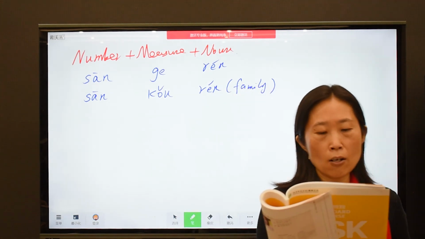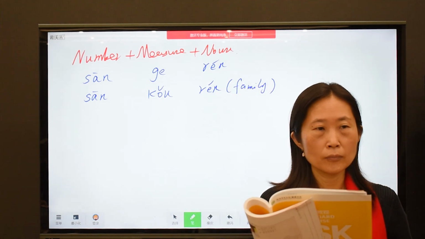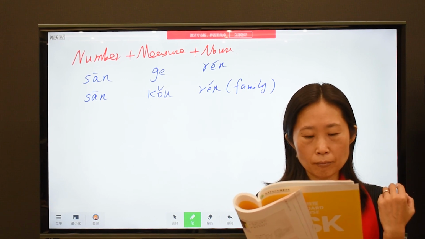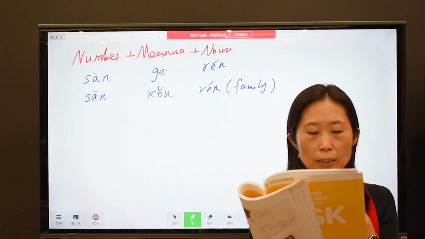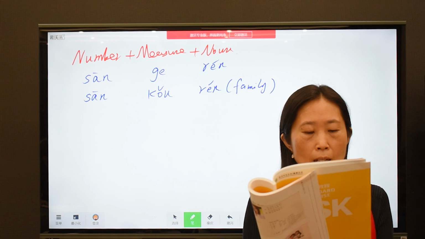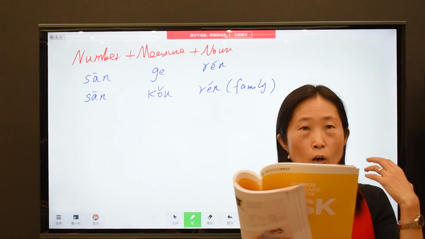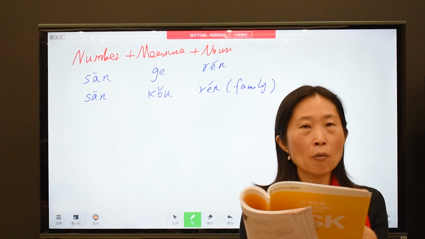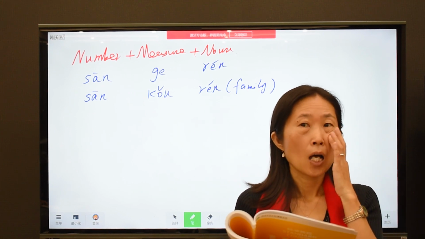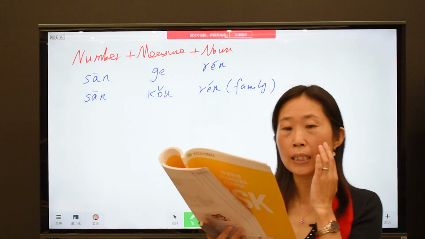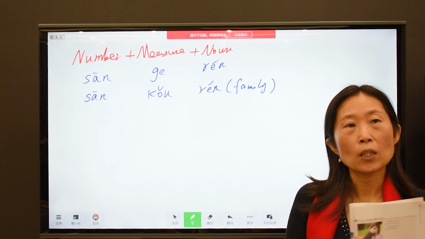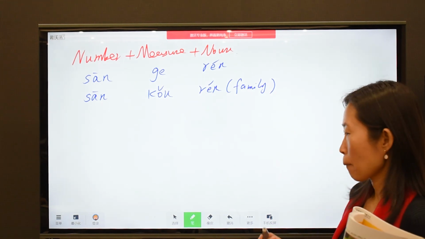Okay, let's see the first dialogue. Who reads the first dialogue? Yes. 你家有几口人？我家有3口人。The meaning is: your family has how many people? My family has 3 people. Yes. Okay, here, what's the meaning of 几? 几 is a question word for how many.